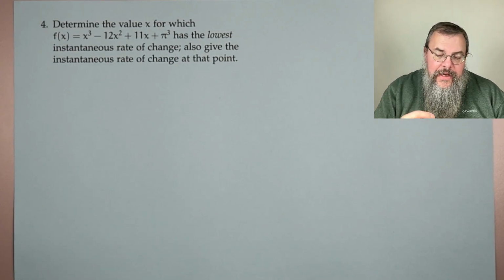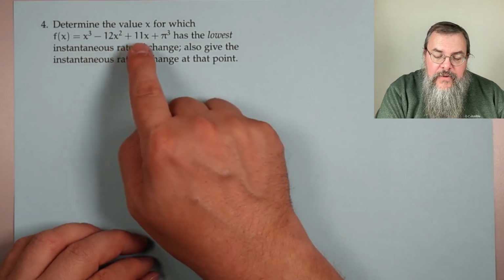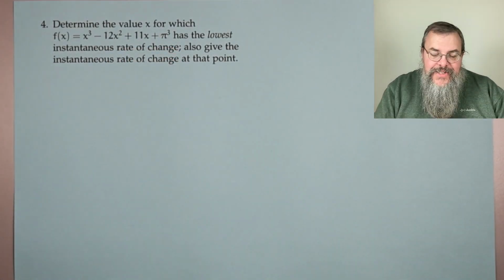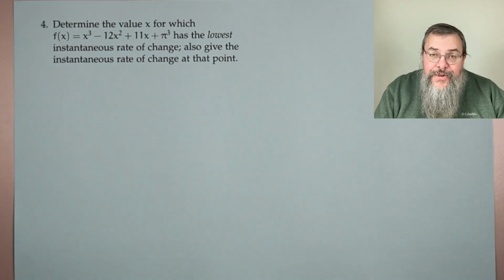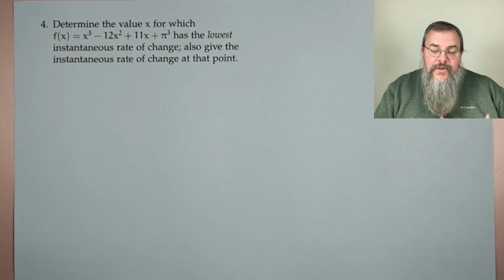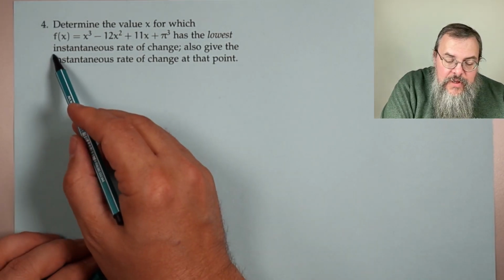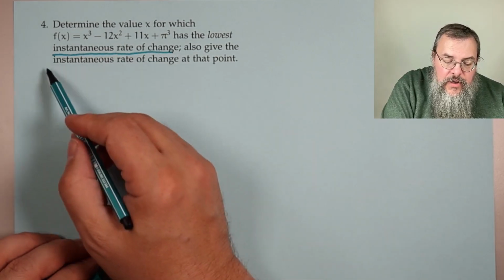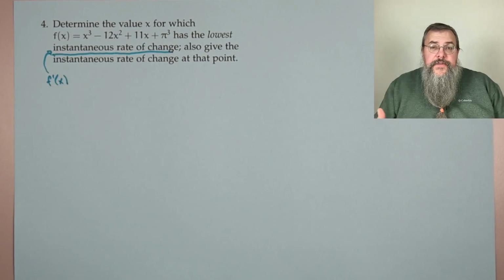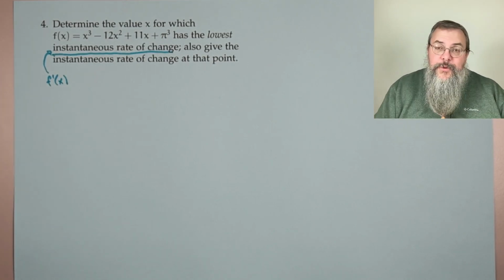Determine the value x for which the function f of x, x cubed minus 12x squared plus 11x plus pi cubed, has the lowest instantaneous rate of change. Also, give the instantaneous rate of change at that point. All right, so instantaneous rate of change, what does that mean? When we see that expression, we say, oh, this is asking about the derivative. So we want to say something about the derivative of the function. So probably we should start by finding the derivative if we can.